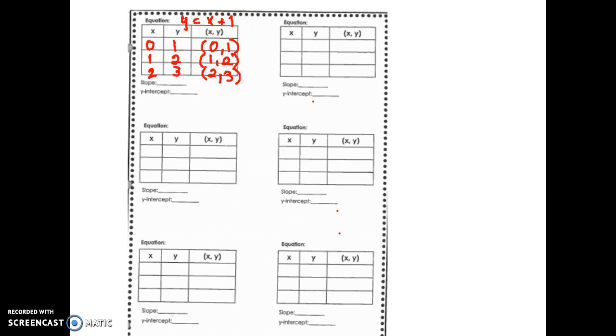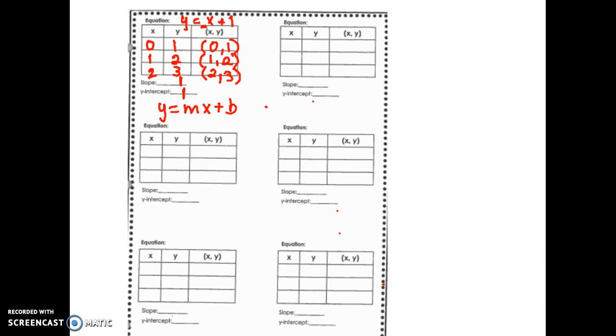Now this is already in, remember, slope-intercept form. Y is equal to mx plus b. If I look at this equation, my coefficient before the x tells me my slope. In this case, my slope would be 1, because there's nothing there, but remember, the invisible coefficient is actually 1. And this is plus 1, so that's my b, and my b is my y-intercept. So my y-intercept is also 1.